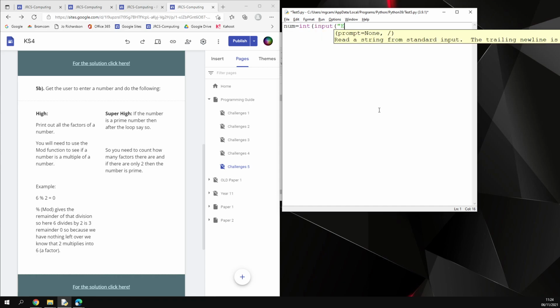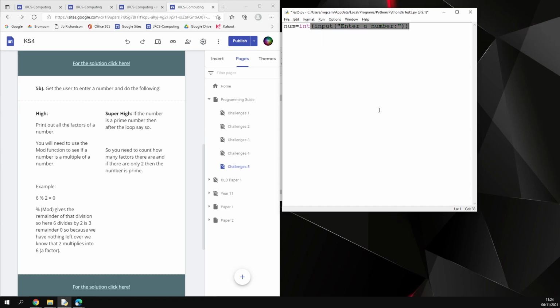So obviously we're going to get them to enter an integer, because I should have said that, but that's what it is. Print out all the factors of a number. If you don't know what a factor is, but you should do, it's a number that multiplies into it. Okay, so we're going to do a loop.